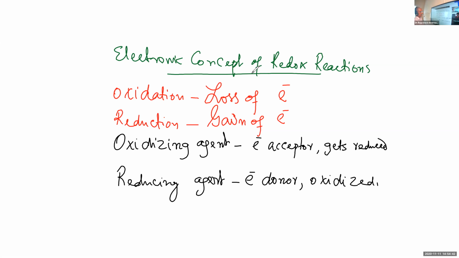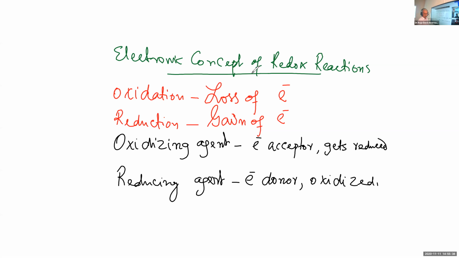Then reducing agent. Reducing agent is the electron donor, the substance that gives electron. When electron is donated from the reducing agent, then it gets oxidized. So the reducing agent gets oxidized. Got it? Clear? Say oxidation, loss of electron or a removal of electron. Reduction, gain of electron or addition of electron. Oxidizing agent, electron acceptor, which gets reduced. Reducing agent, electron donor, which gets oxidized.